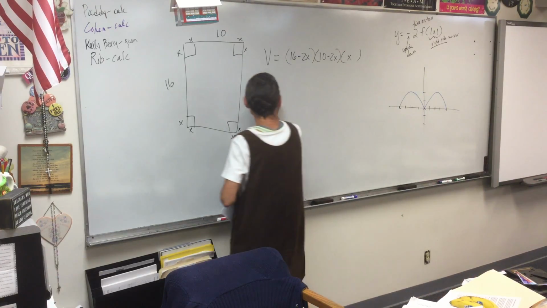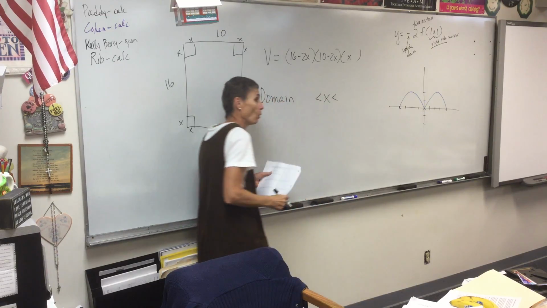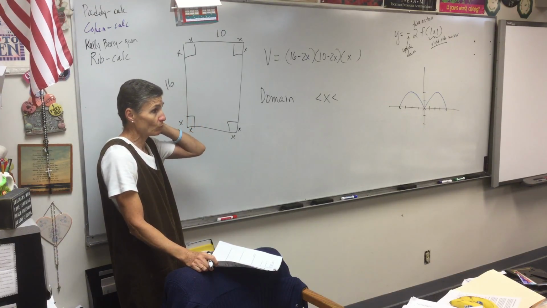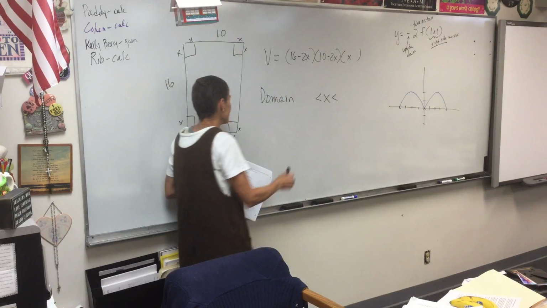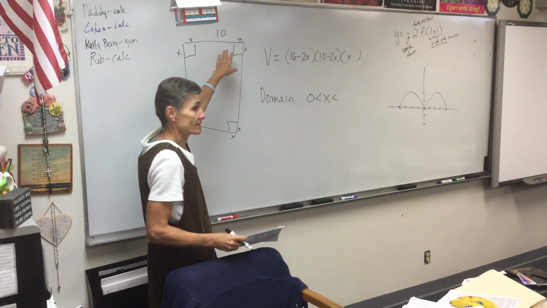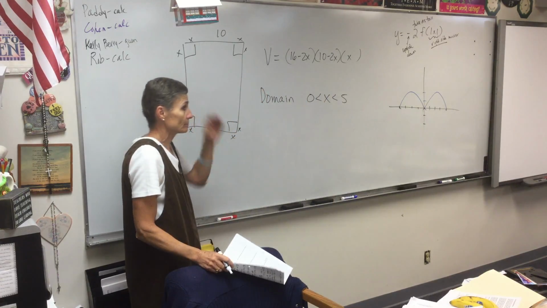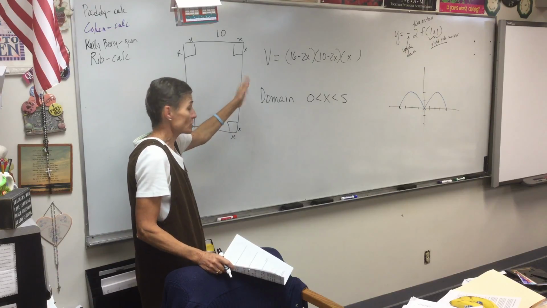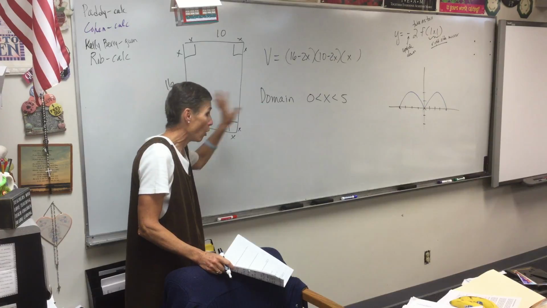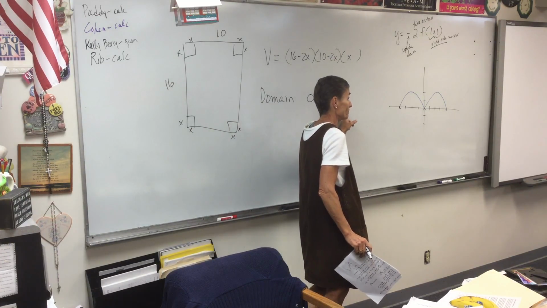Domain. That means x is going to be between what and what? Now think, we talked about this. X is going to be between what and what? 0. Always 0 and half the smallest dimension, so that would be 5. Now, if you miss these questions, it's because you're not paying attention or studying, because that never changes. It's always the same. Always 0, half the smallest dimension.